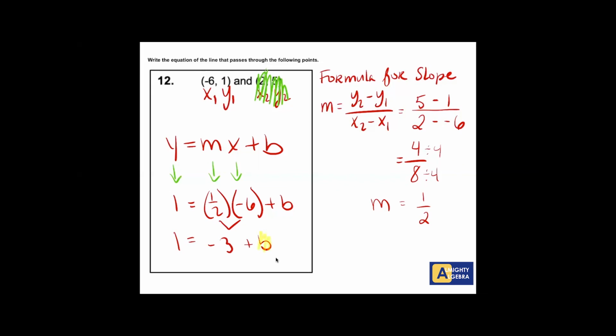I want to get b by itself, so I have to do the inverse of the negative 3. The opposite of negative 3 is going to be add 3. So I'm going to add 3 on both sides. Cancel that out. I finally have b by itself. 1 plus 3 is 4. So b is equal to 4. That means my y-intercept is 4. So my final answer is y equals 1/2 x plus 4.